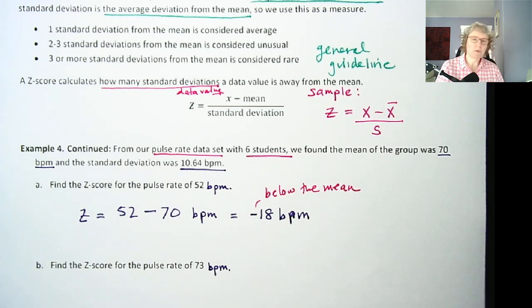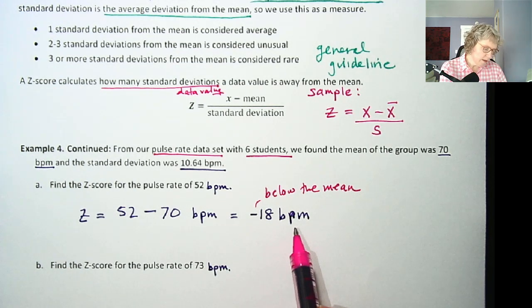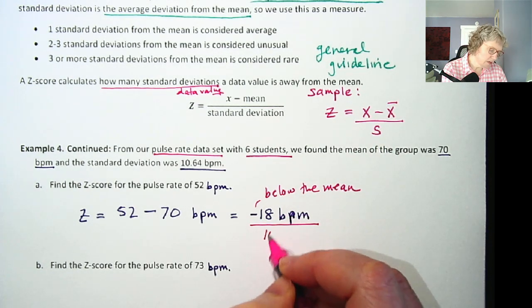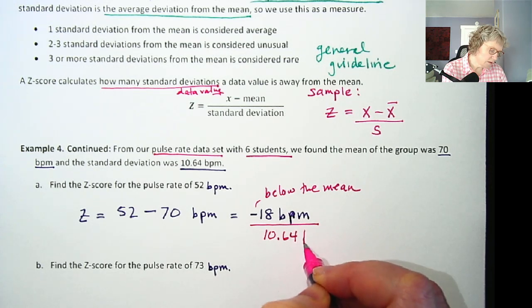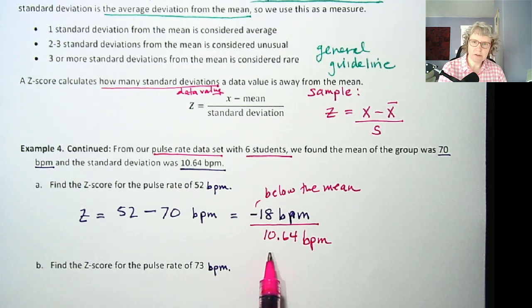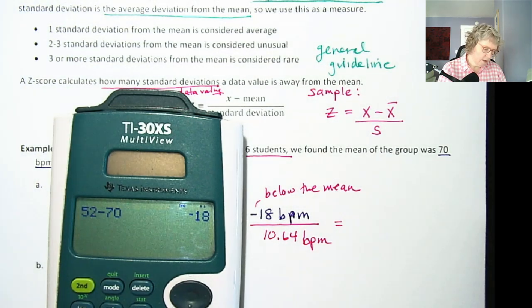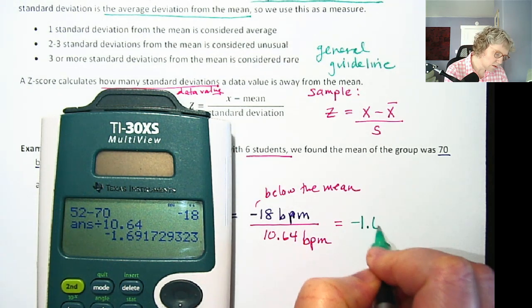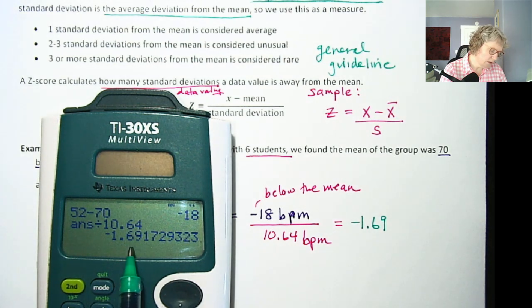So the sign is very useful on a z-score. Is it above the mean or below the mean? So negative 18 beats per minute. Now when we divide by our standard deviation, which is 10.64 beats per minute, that will take that distance and tell us how many standard deviations that is. Okay, so let me go ahead and divide that by 10.64, and we get negative 1.69. And after the 9 is a 1, so I don't need to round it up.